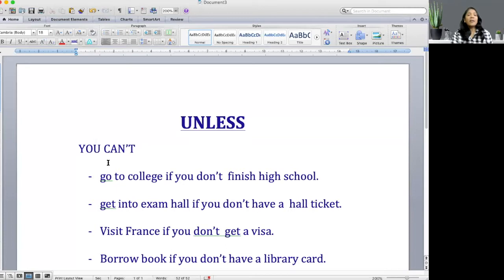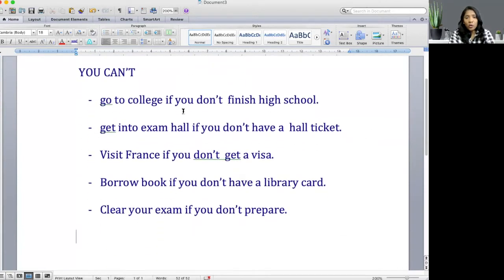So here it says you can't. There are some clauses here. You can't go to college if you don't finish high school. So here, if you don't expresses a negative condition. It's a negative condition, right? And in the place of if you don't, I just replace it with a word called unless.